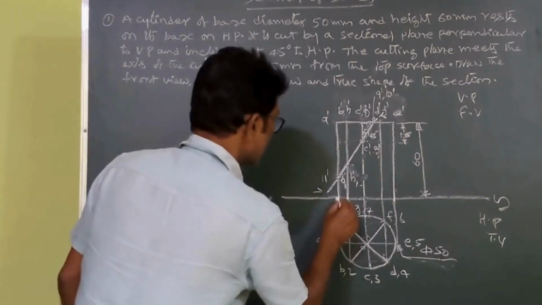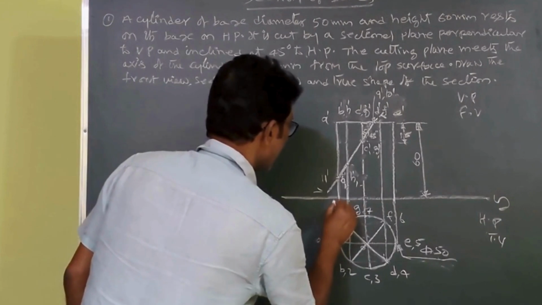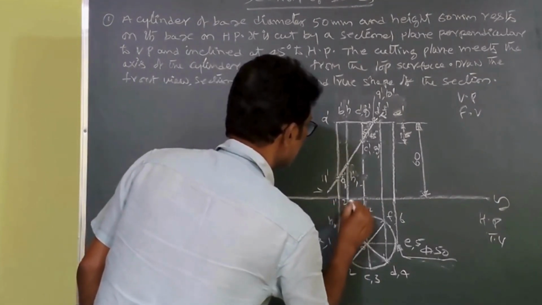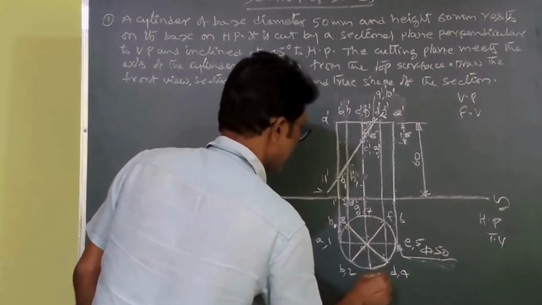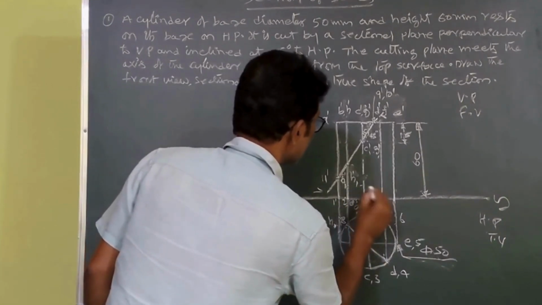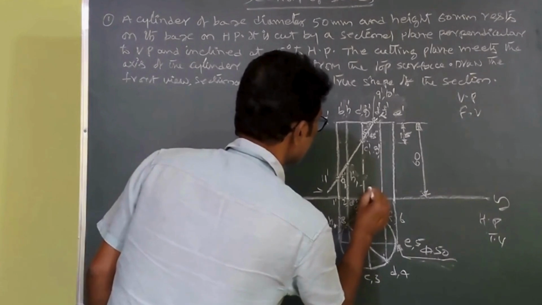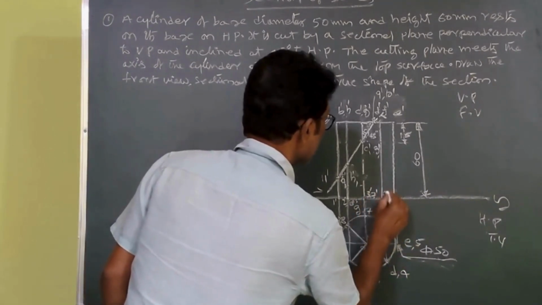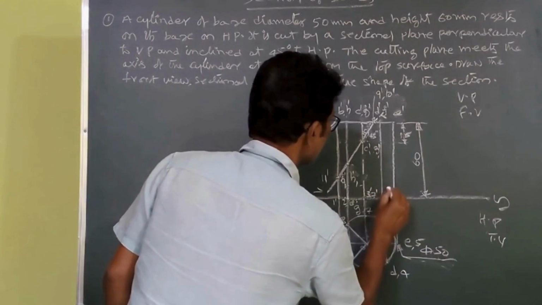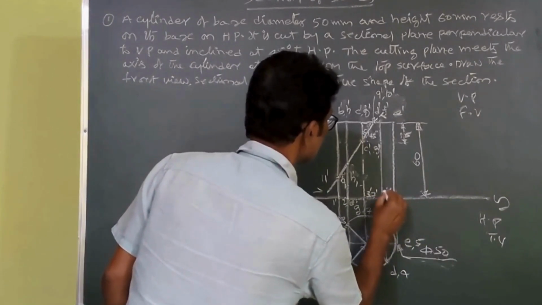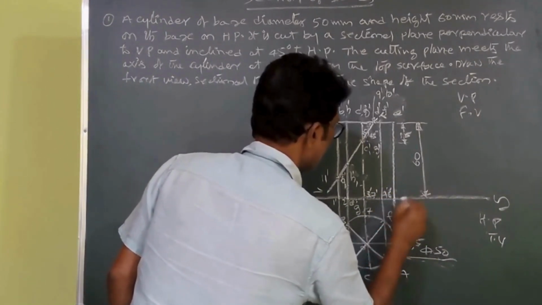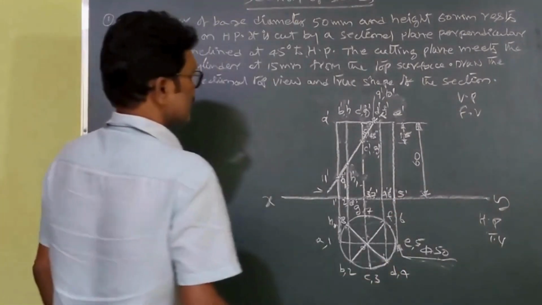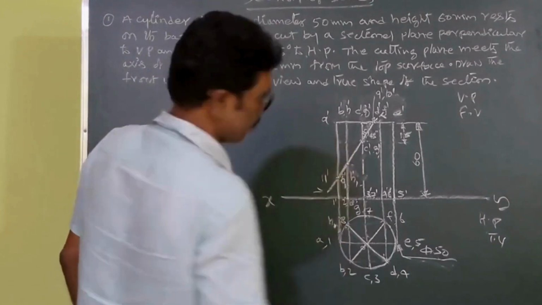Here also I have to give the names: 1 dash, 2 and 8 dash. This point is 3 and 7, this is 3 dash and 7 dash. This is 4 dash and 6 dash. This is 5 dash. Okay, we have completed giving the names.